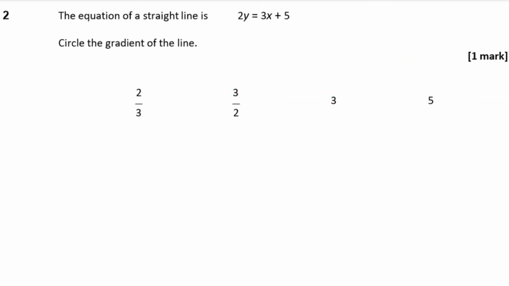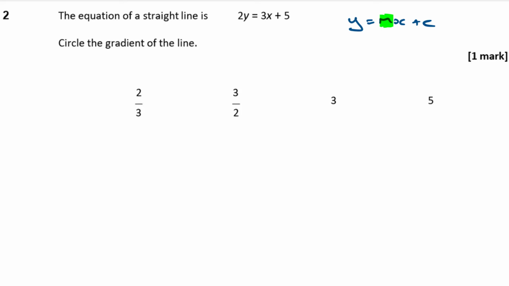Question 2. The equation of a straight line is 2y equals 3x plus 5. Circle the gradient of the line. Well, you can read the gradient out of an equation of a straight line as long as it's in the form y equals mx plus c, where m is the gradient and c is the intercept. So we need to rearrange this equation to make it look like this, and then we can simply read out the coefficient of x, and that's going to be our gradient.